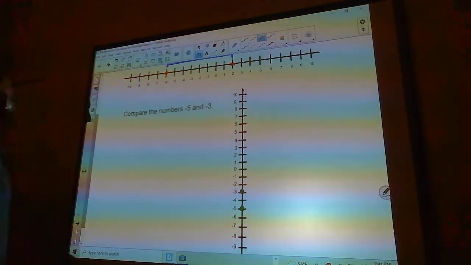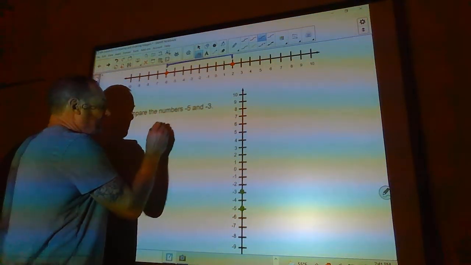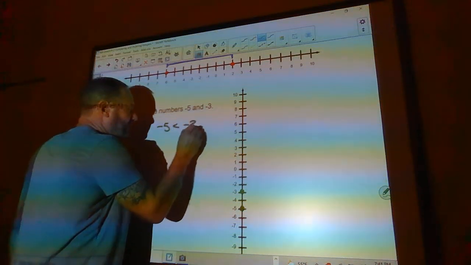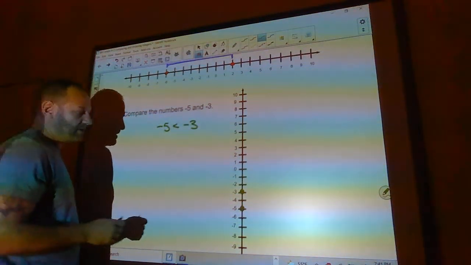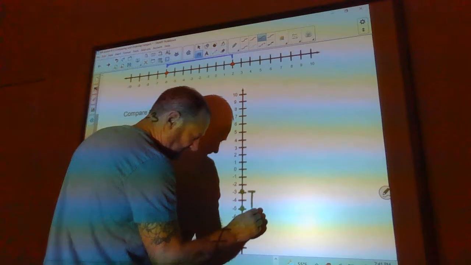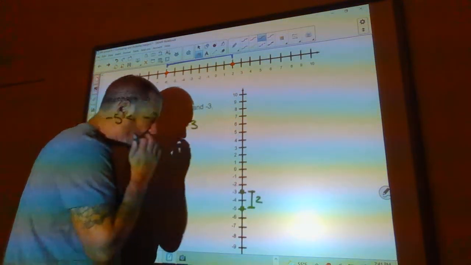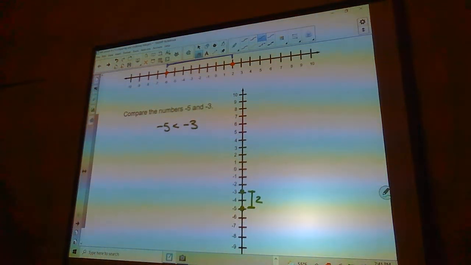-5 is the smaller one because it's lower on the line. So -5 would be less than -3. And how much less? Well, it would be this distance right here. It's 2 less. Okay?